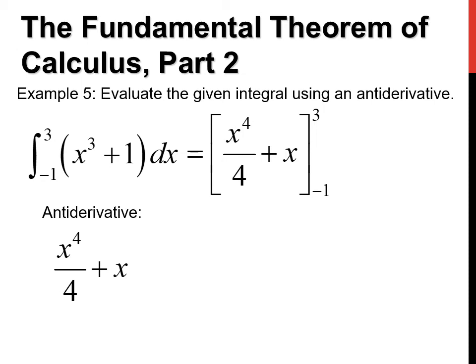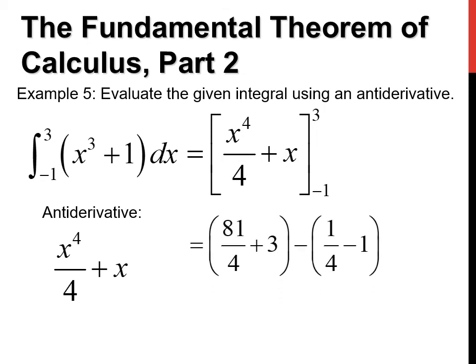If the antiderivative is x to the power of 4 over 4 plus x, we have to evaluate that from -1 to 3. That can be done by plugging in 3 in place of x first and finding the value. Next, plug in -1 and find the value, and eventually find the difference between the two, which is 24.